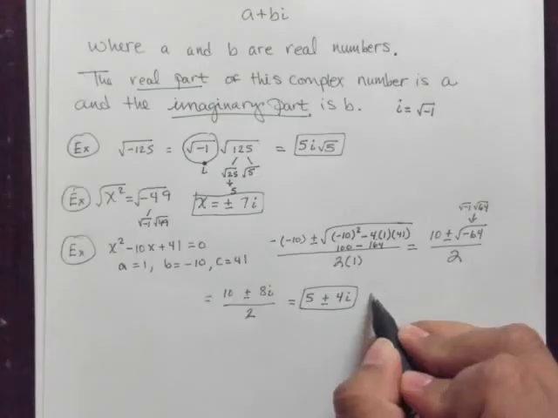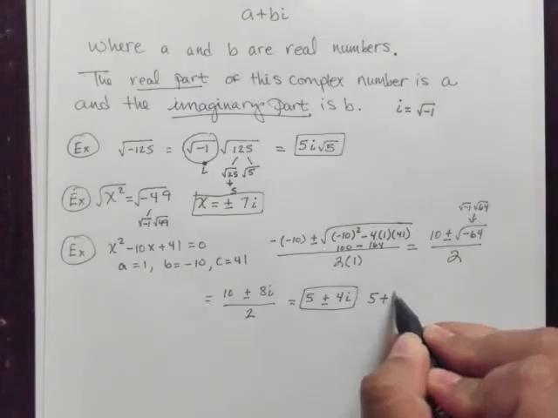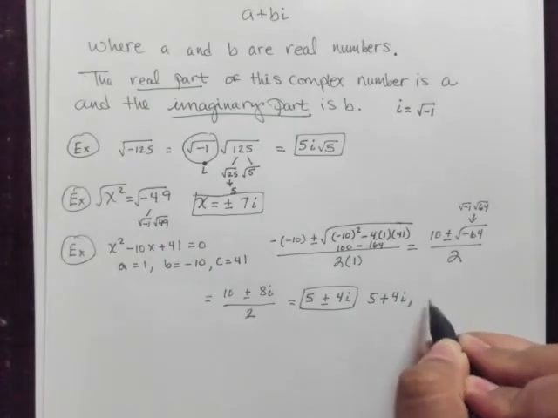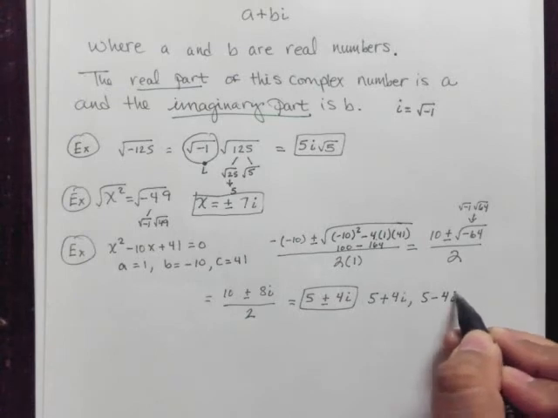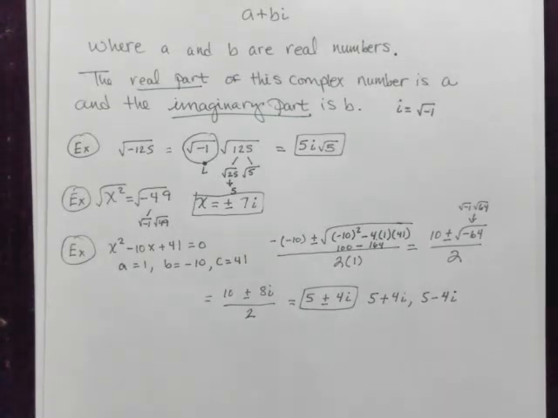Now, if you're typing in the answer somewhere online, you might say 5 plus 4i, and then a comma, and 5 minus 4i. Most online answering systems would probably want them separated with a comma, and that's what that would look like.